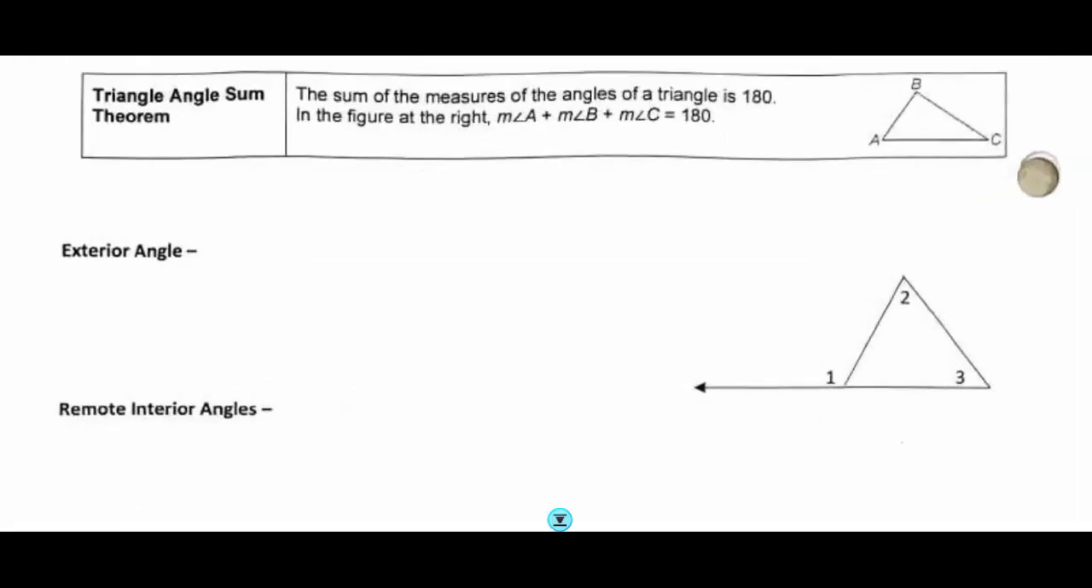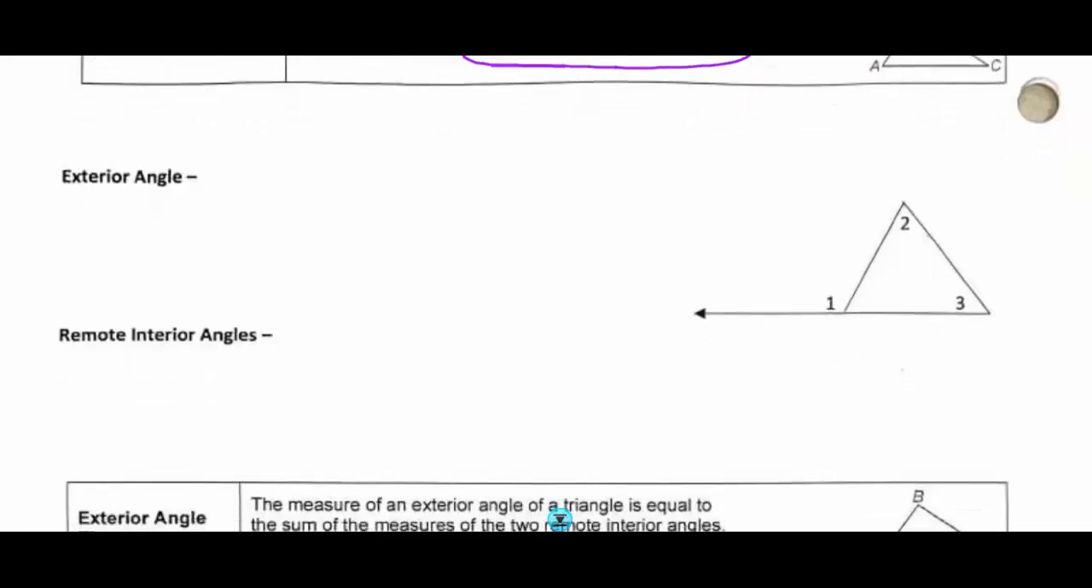The triangle angle sum theorem. Now you're not going to use this in a proof. It's just knowledge you should know. The sum of the measures of the angles of a triangle is 180 degrees. That's something we've already talked about this year. But the next two definitions, make sure you have these clearly defined, and if you get confused, email me, and I'll help you. Exterior angle.